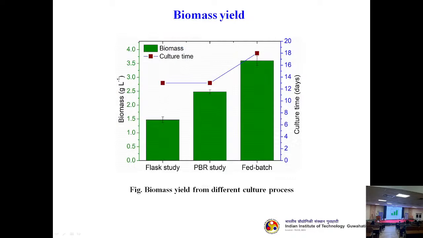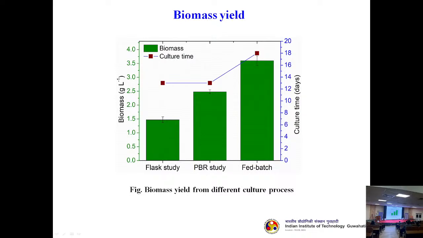We can see from here that the flask study gave us almost 1.547 grams per liter of biomass. When we went for the 25 liter photobioreactor study, it was close to 2.4. Then the same photobioreactor with fed batch approach has given us close to 3.5. So you can understand that with in-house process optimization with the fed batch, light, and carbon dioxide, this is what optimization is. You can reach from 1.5 to 3.5, more than double the biomass of the initial study.